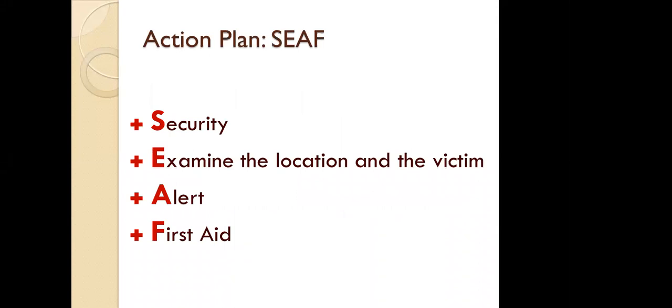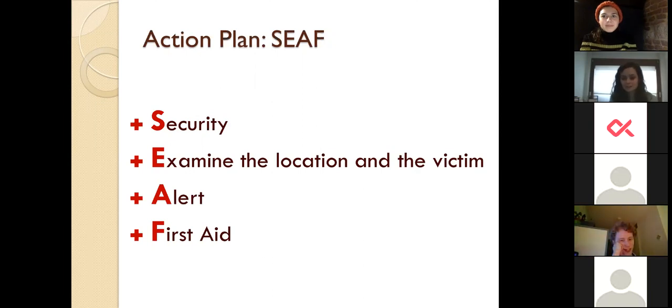So, in an emergency situation, in a more general approach, there are 4 things that you need to pay attention to in the beginning, when you watch the situation occur. The first one is security, and then you examine the location of the victim. Then you alert the differentiated help, so you call. We'll go through the points one by one for now, but it's very important that you remember SEAF: security, examine the location of the victim, alerts, and first aid.